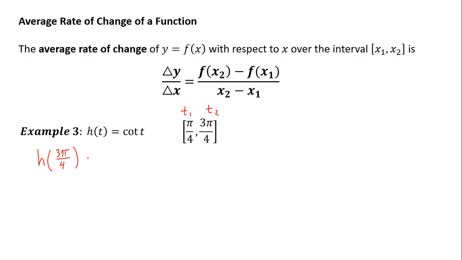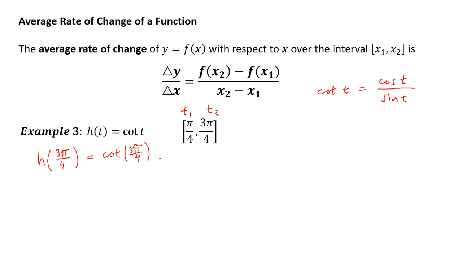So h of 3 pi over 4 is equal to cotangent of 3 pi over 4. Alright, so if you are not allowed by your teacher or professor to use a calculator, then we must rely on trigonometric identities to solve this one. Take note that we can use the identity cotangent t is equal to cosine t divided by sine t.